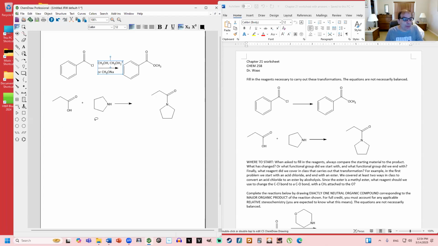This one happens to be propionic acid, and a secondary amine. This happens to be called pyrrolidine, and the product is an amide in which the nitrogen of the amine replaces the OH group of the carboxylic acid. And we're clearly going to lose a molecule of water in the process. We lose the OH and the H on the nitrogen. And so we bring those 2 groups together.